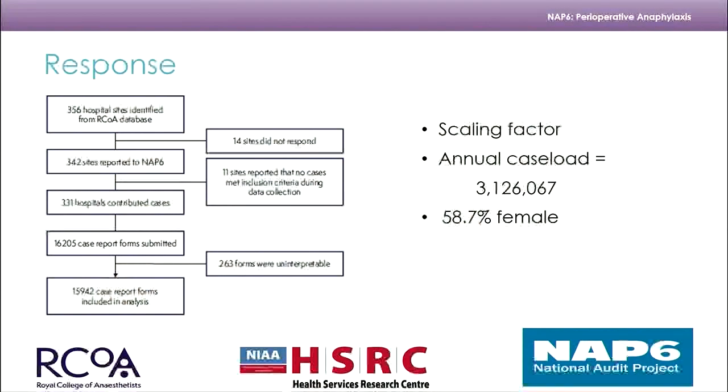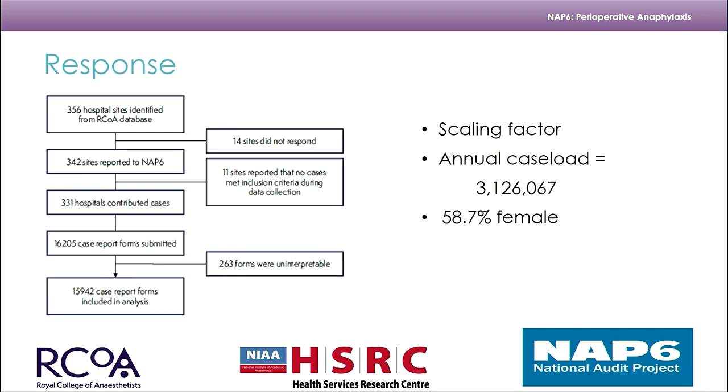So we identified 356 hospitals from the Royal College database of NHS sites, and of those, 342 sites participated in this part of the project. 11 of those sites said that they didn't have any cases that were eligible to contribute to this part of the data. Therefore, over 16,000 case report forms were returned from 336 hospitals. Of these case report forms, a small proportion, around 250, were uninterpretable, giving us a final number of 15,942 cases that were included in the final analysis.